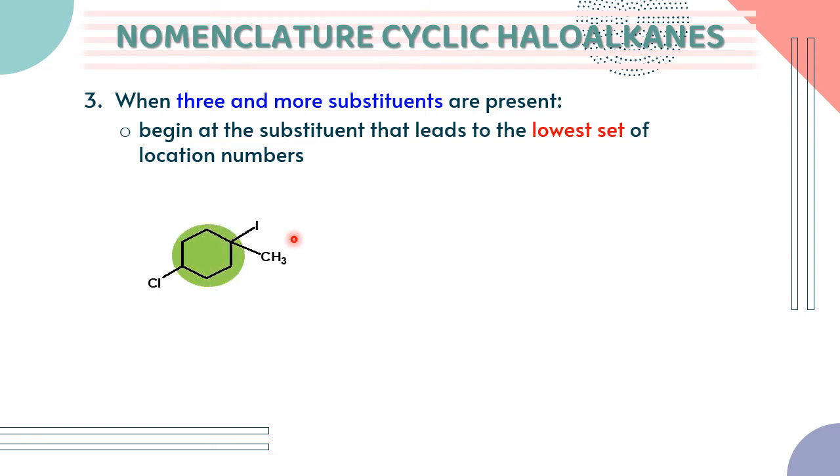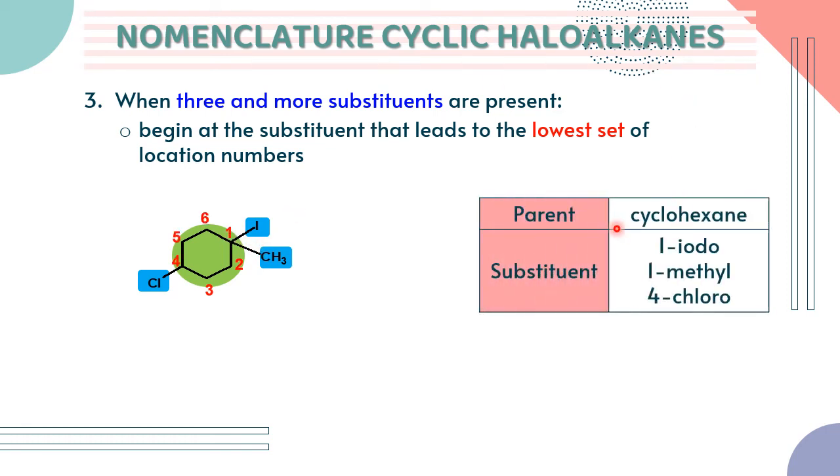So you have your parent over here, and the parent name will be cyclohexane. The substituents that we have are chloro, iodo and methyl. Numbering will start from this carbon. So we have the parent as cyclohexane. At the first carbon we have 1-iodo, 1-methyl, and at the fourth carbon we have 4-chloro. Combine all together, write down the name, and use alphabetical order. So it will be 4-chloro-1-iodo-1-methylcyclohexane.